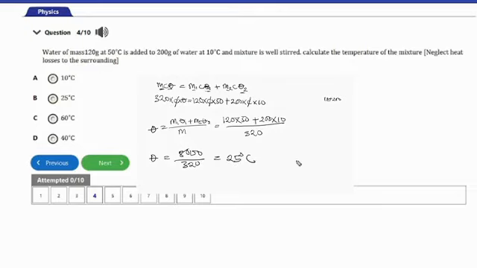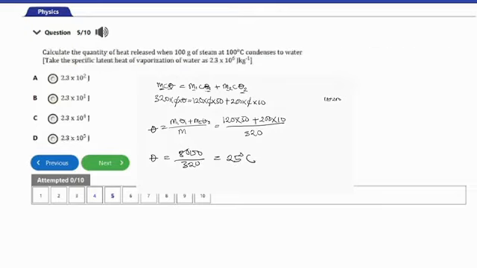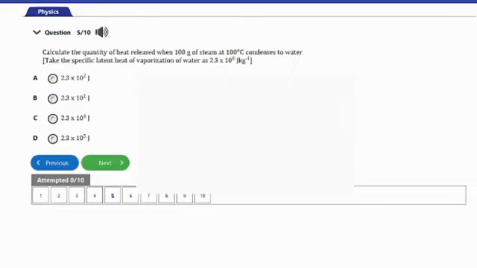So let's go ahead and consider the next question. The next question here is question number 5. It says, calculate the quantity of heat released when 100 grams of steam at 100 degrees Celsius condenses to water.